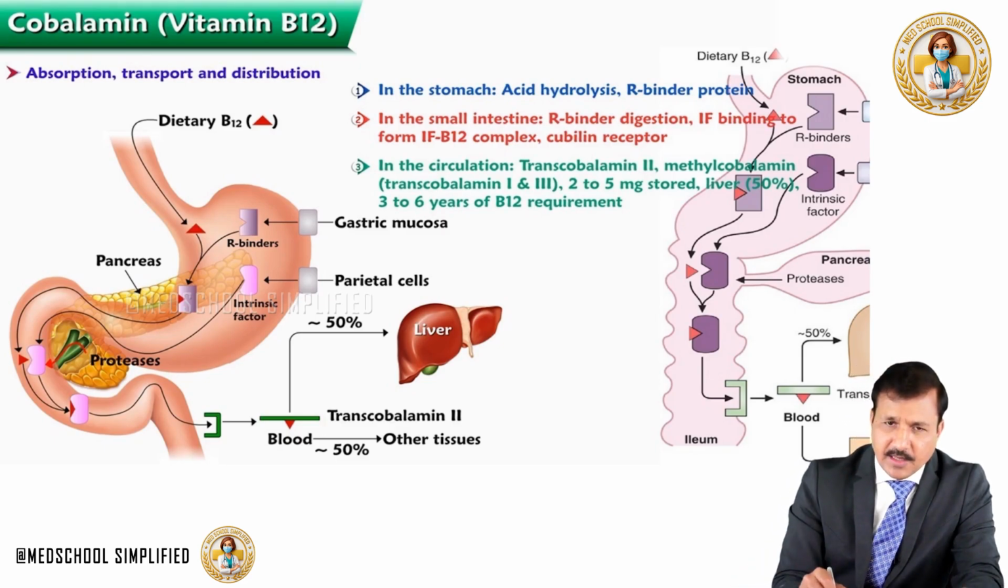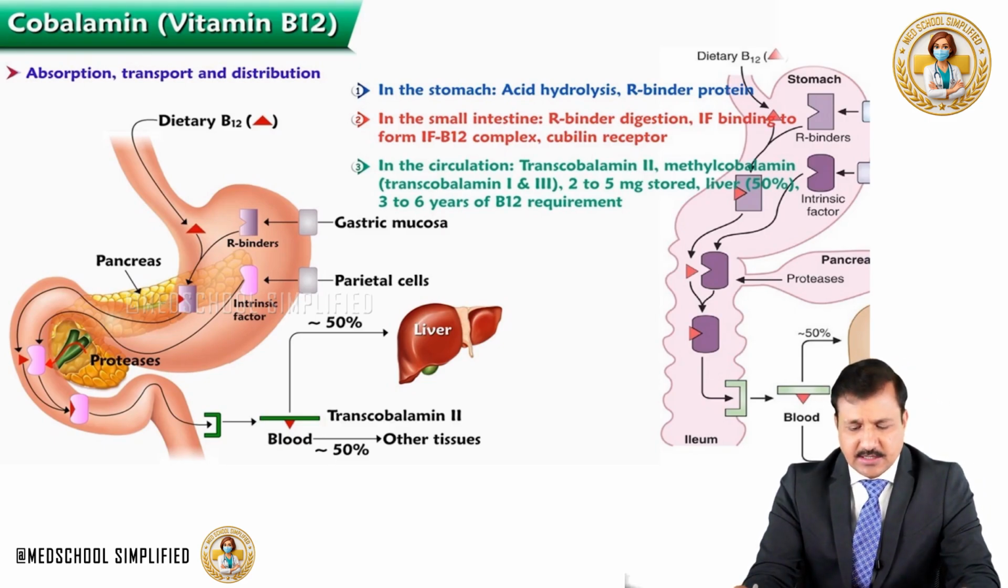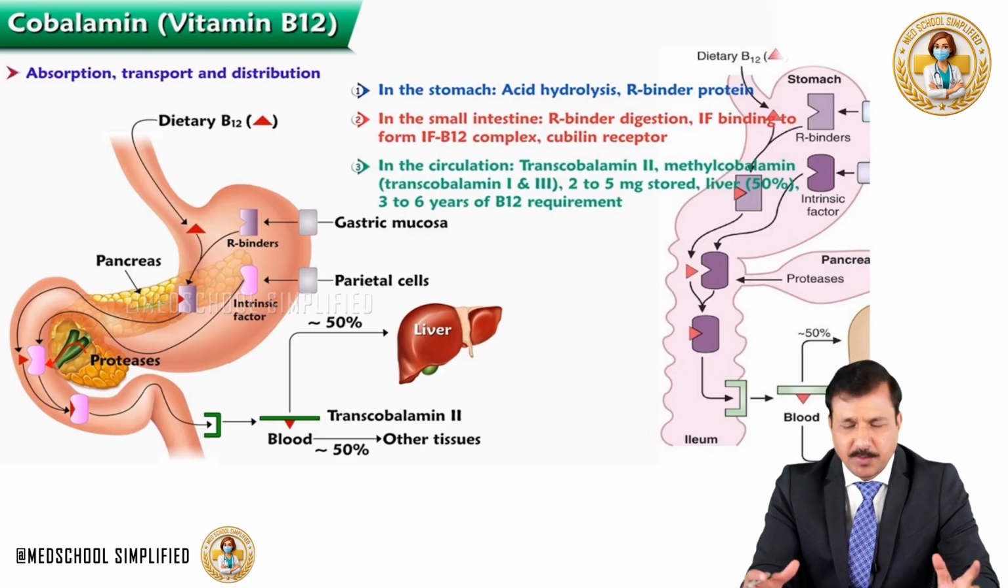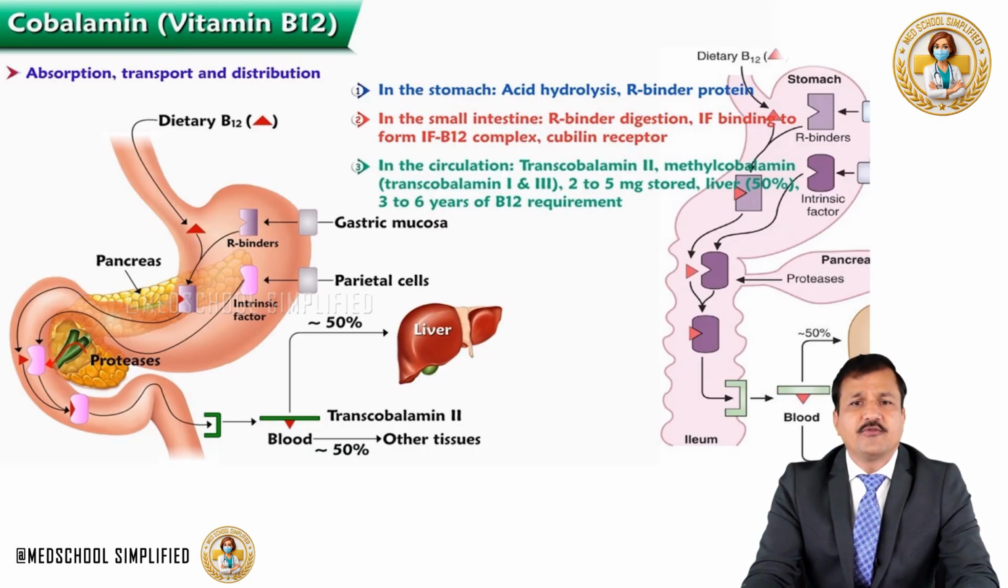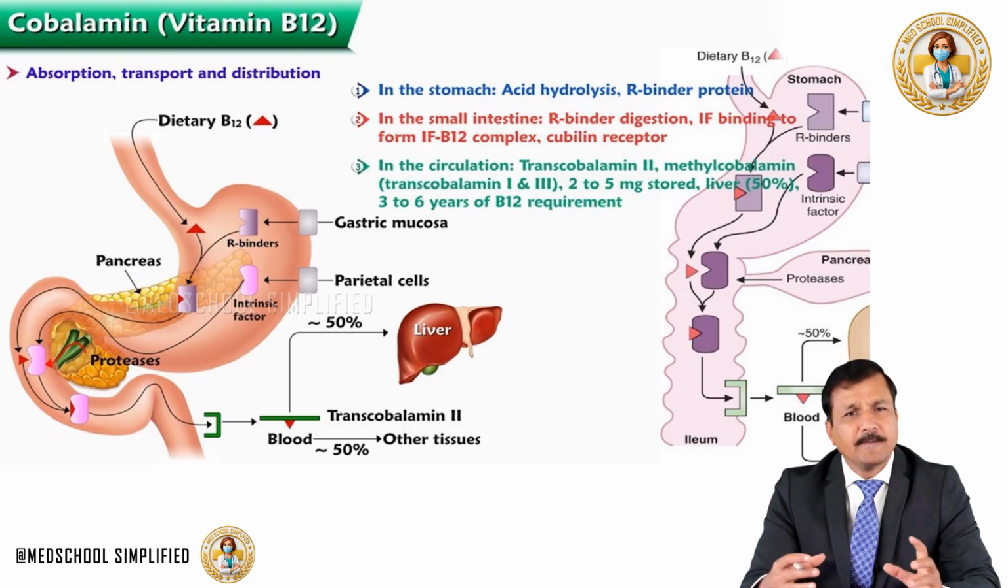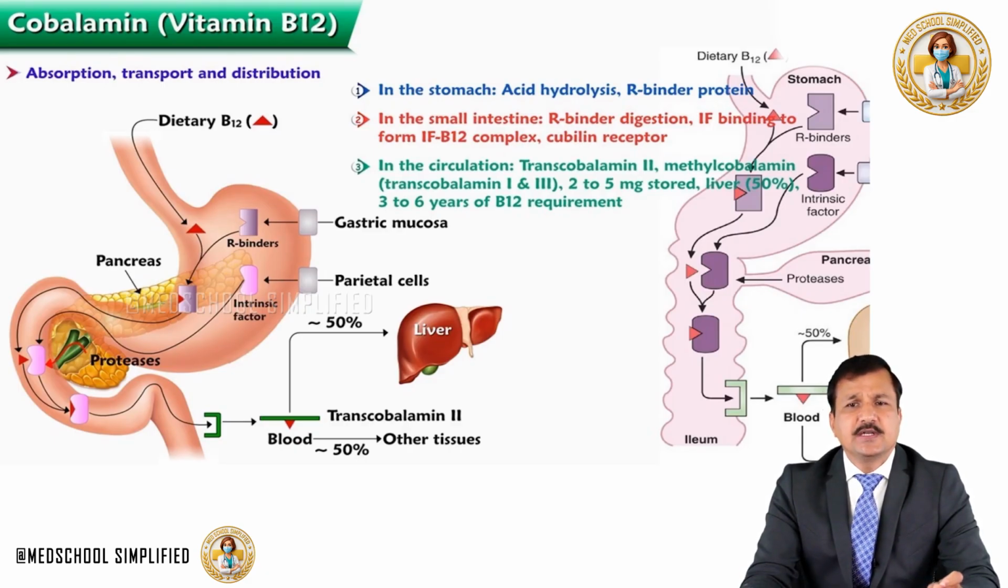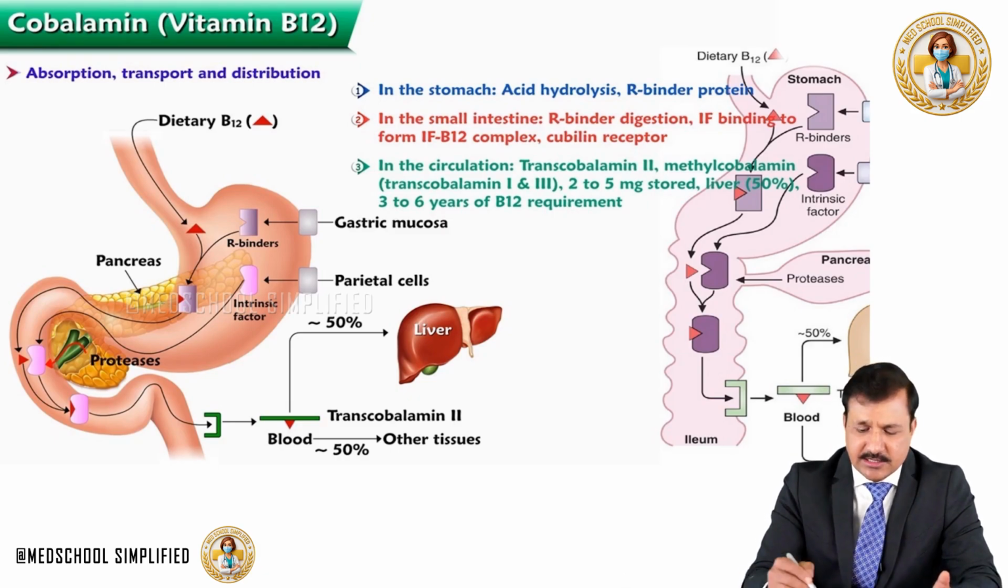In the stomach there is acid hydrolysis of vitamin B12 from its bound form, and it must be released as a free form of vitamin B12, and that is done by acid hydrolase enzymes. And in the intestine, especially in the duodenum, trypsin digestion of protein can happen, and it can release that protein-bound vitamin B12. So, in the stomach there is acid hydrolysis going on, and the R binder protein.